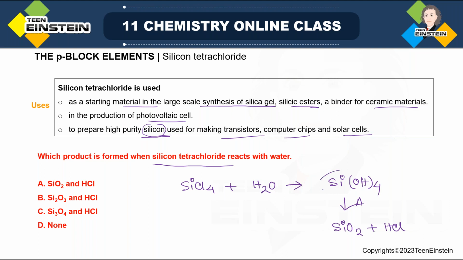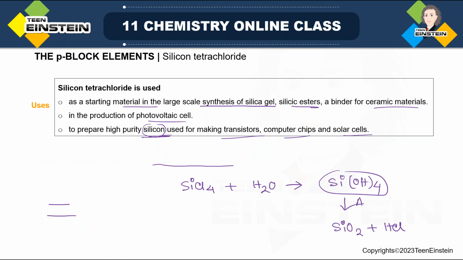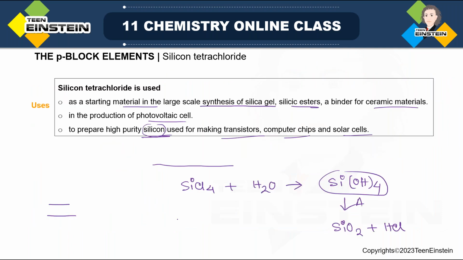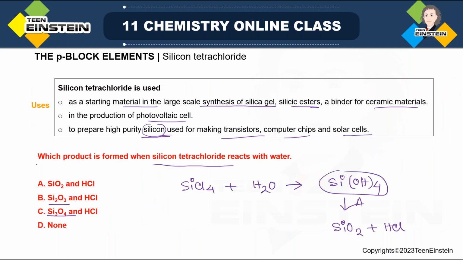Silicic acid is not present in any of the options. So obviously you have to choose the option where SiO2 is present, and there is no such compound like this. So you can easily eliminate these two options. We are only left with SiO2 and HCl. And this is actually this reaction: SiCl4, final product SiO2 and HCl. So here the correct option is this one.